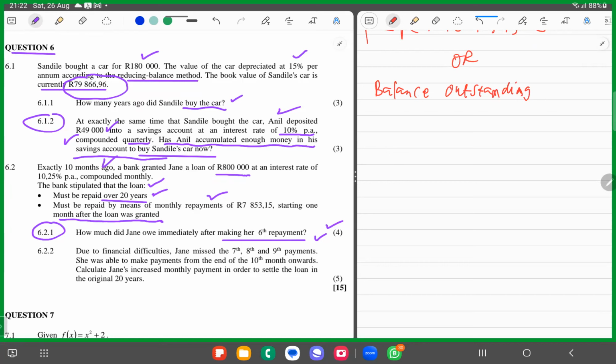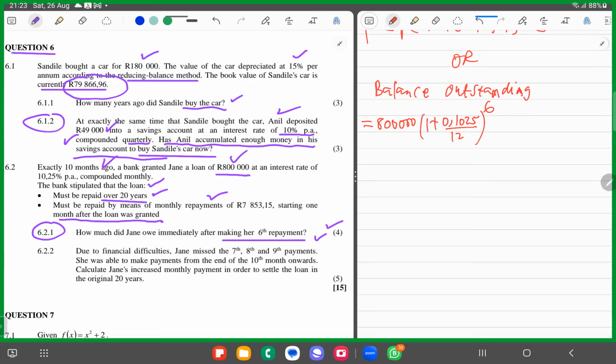So the balance outstanding is equal to, so we know very well that Jane took a loan of 800,000, so you're going to say 800,000. Right, so you have the 10.245%, you divide by 100, 0.10, 12. So it's months, 6 months.